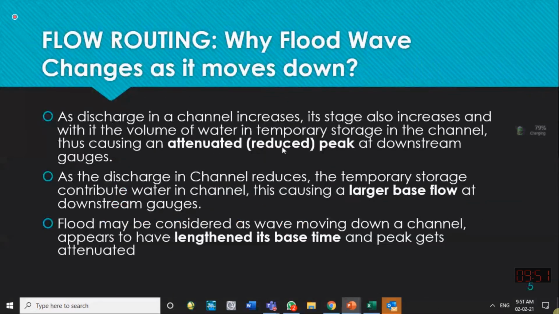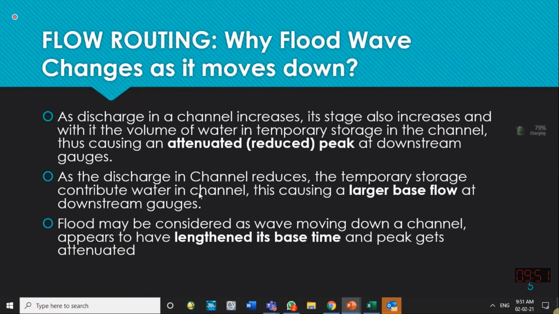So when a flood occurs, the water is temporarily stored in that temporary storage in the channel, thus causing an attenuated or reduced peak at the downstream gauges. When the same water reaches downstream, not all the temporary storage water reaches there immediately. So lower peaks are seen when the water reaches the downstream side.